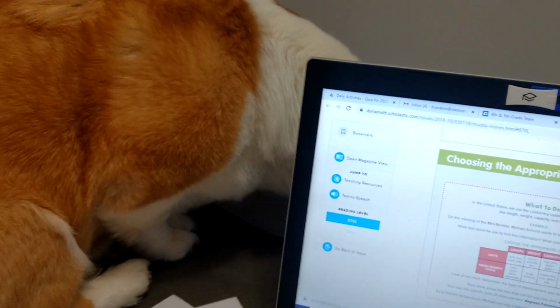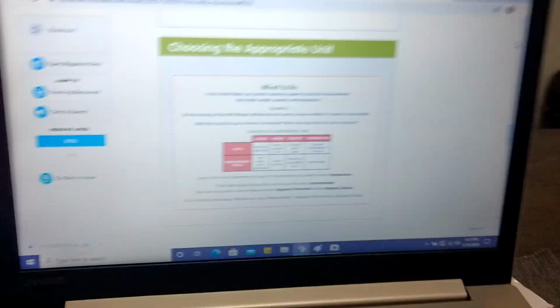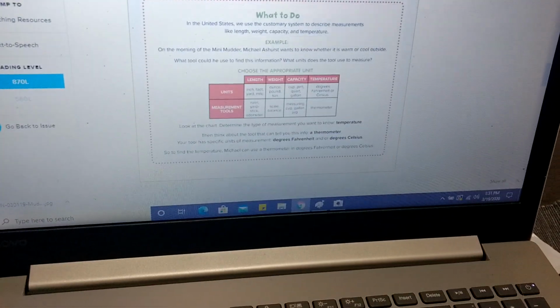Here's Trooper. He's hanging out with me. Oh, whoa, watch out. Trooper, watch out.